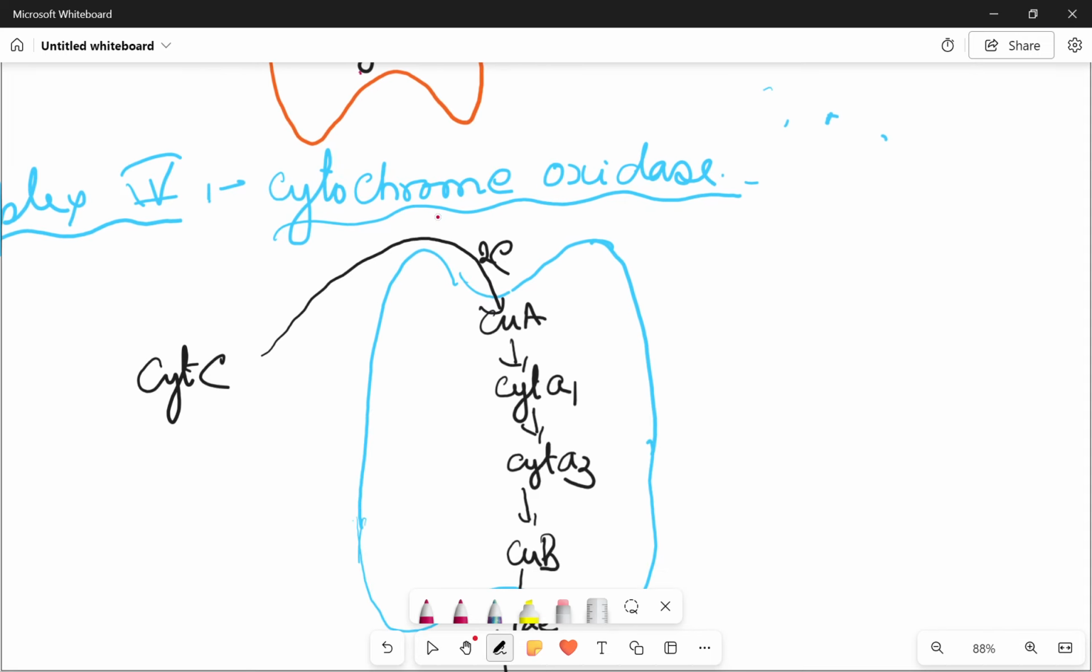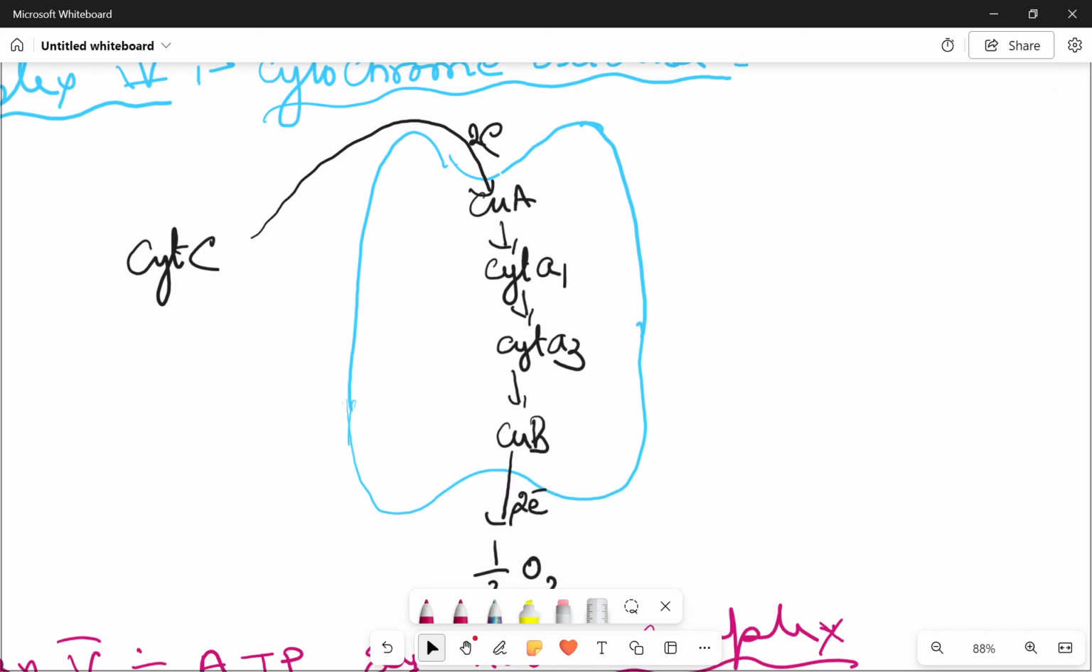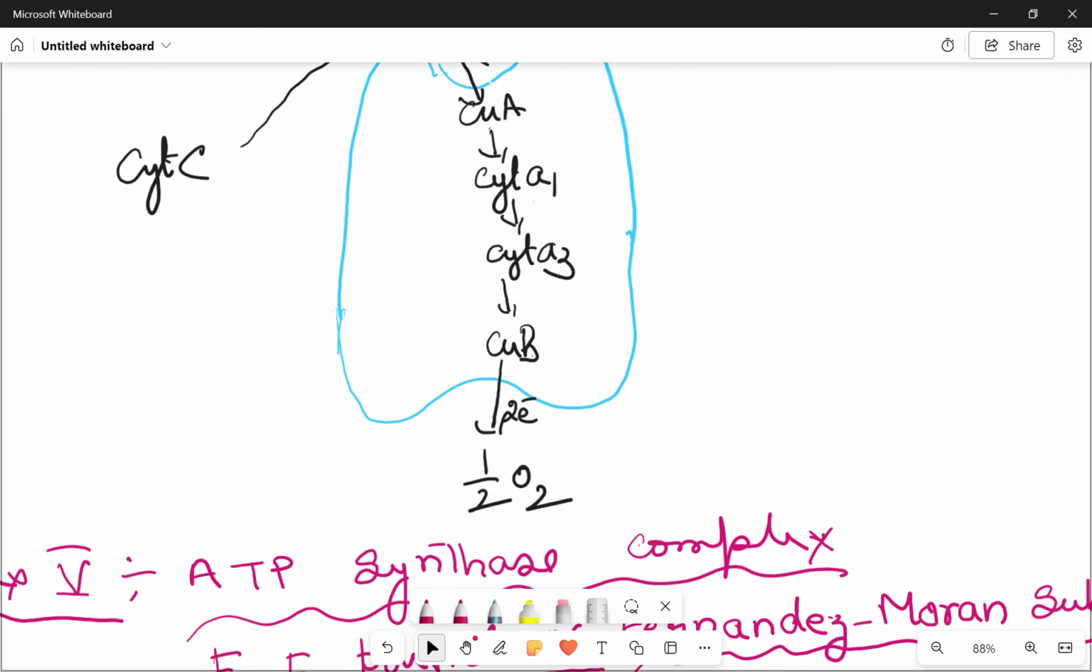Then complex 4, we call this cytochrome oxidase or cytochrome C oxidase. What does it have? It consists of cytochrome a1 and cytochrome a3, and cytochrome a3 has 2 copper centers, copper A and copper B, or copper 1 and copper 2. From this copper B, these 2 electrons are finally accepted by half a molecule of oxygen.